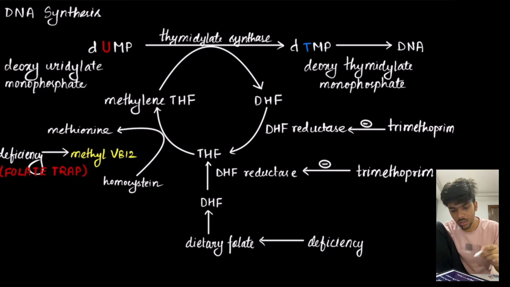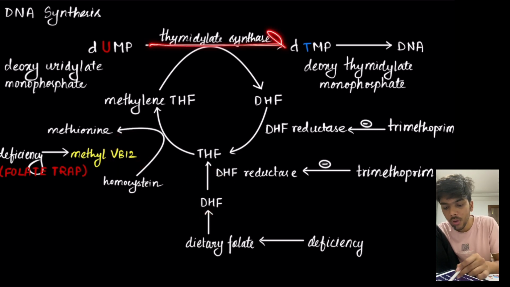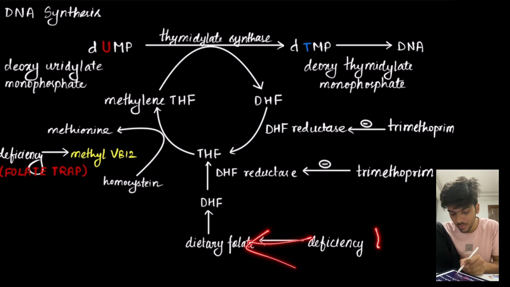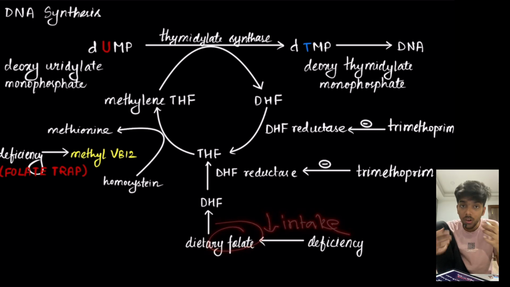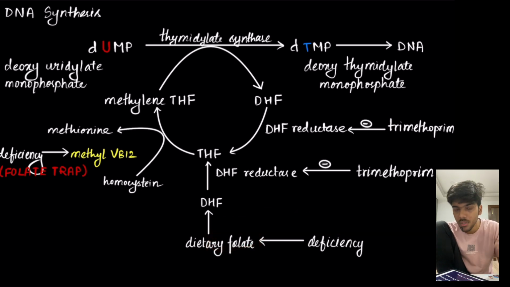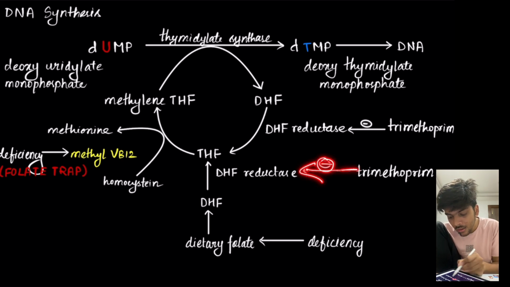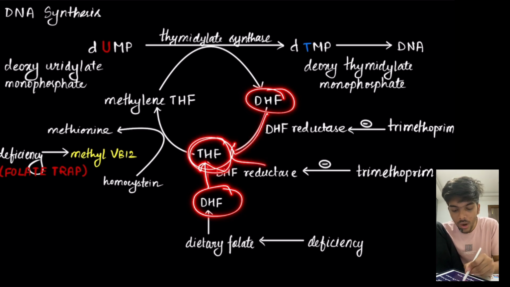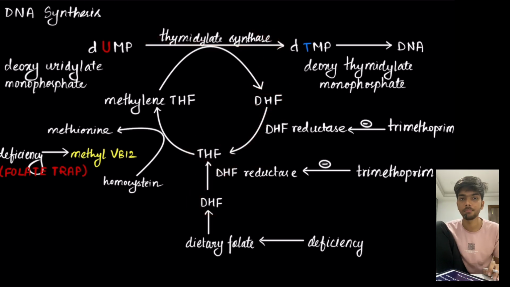See, if folic acid is deficient or if vitamin B12 is deficient, UMP will not be converted to TMP and DNA production will not take place. Now, folic acid can go deficient due to decreased intake, or folic acid may not be absorbed in your intestine due to malabsorption or intestinal diseases, or there might be drugs acting that inhibit DHF reductase. As a result, DHF will not get converted into THF, and we require THF for this process to take place.